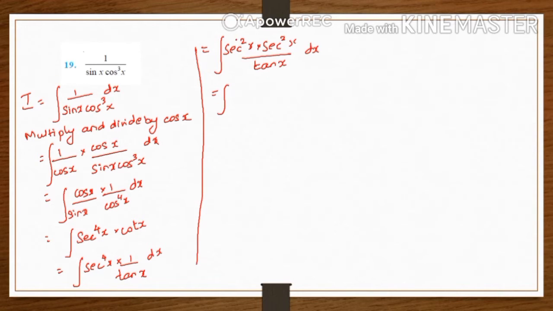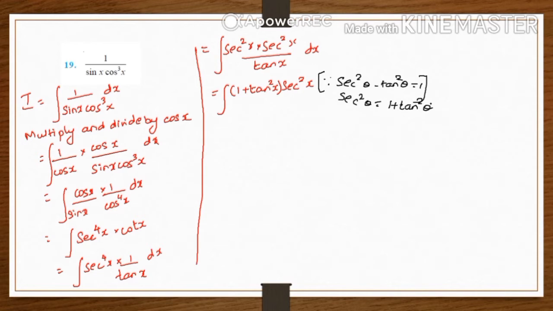So this is equal to secant square x, which we can write as 1 plus tan square x, into secant square x. The reason is secant square theta minus tan square theta equals 1. We are using this identity. From this, secant square theta gives 1 plus tan square theta. So that is what we are writing, divided by tan x.